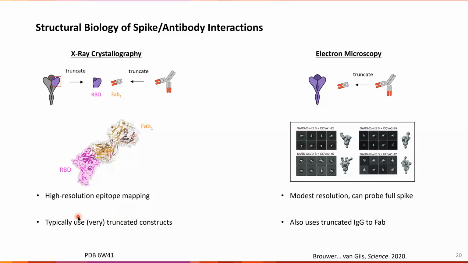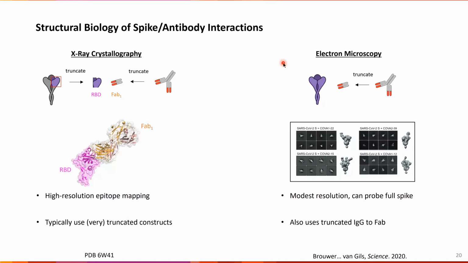So X-ray crystallography is really, really excellent for high resolution epitope mapping. And what that means is that you can really see in atomic detail how an antibody can interact with part of the spike protein. A major disadvantage, like I've described, is that you typically have to use quite truncated constructs. They may not fully reflect the behavior of the original full proteins.